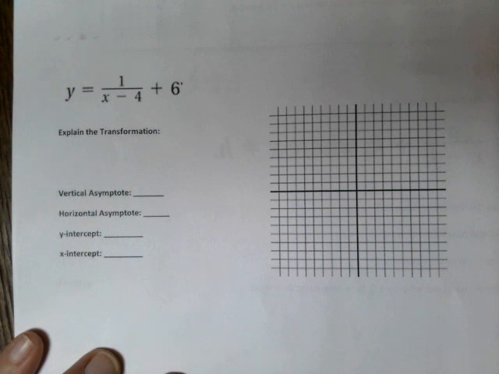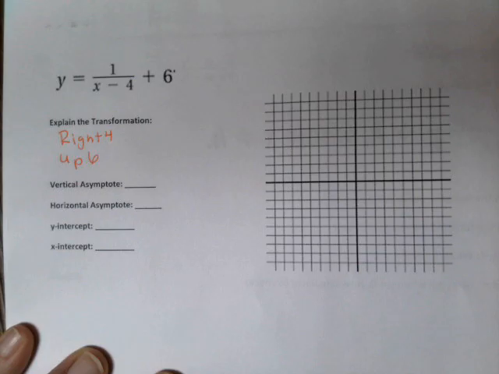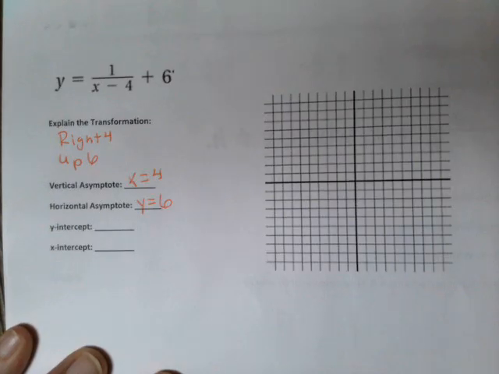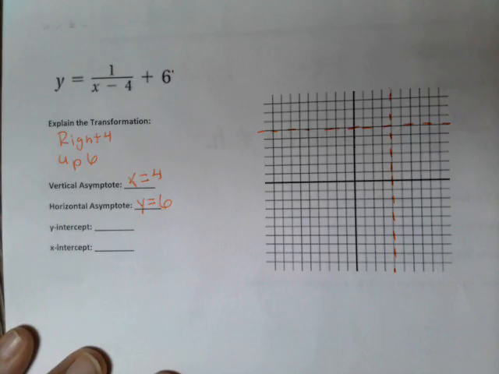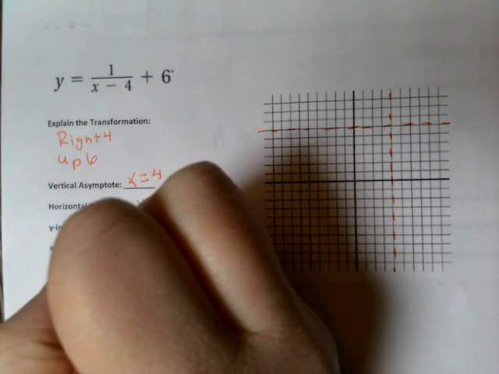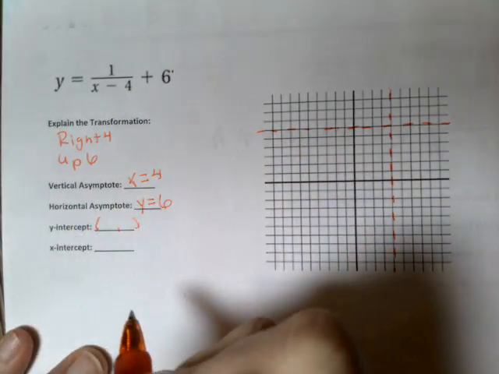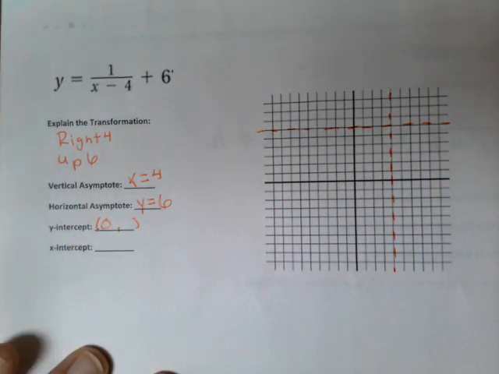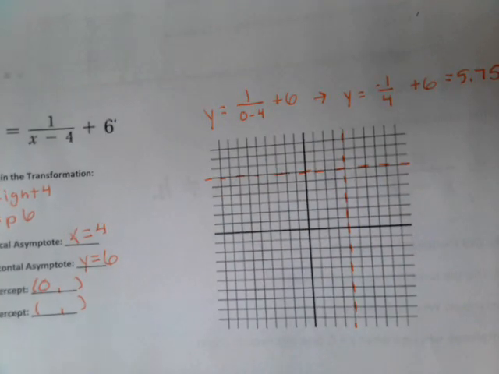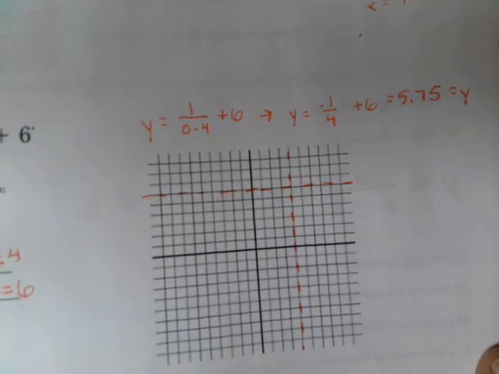First step, thinking process. What are the transformations here? Right 4, up 6. Second step and third step is what's your vertical asymptote then? So you got x equals 4, y equals 6. I'm going to plot those on my graph. If you've not plotted those on the graph, try to plot those on the graph. So my next step in my thinking process is what's my y-intercept? So again, y-intercept means if I plug 0 in for x, that's what you're solving. And by plugging that in, you should have got 5.75.